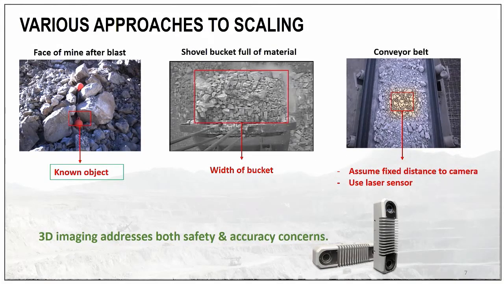This slide is very important. So what are the approaches to scaling? Traditionally, people would put objects with known size on the face of the mine, take a picture, go back to the office, find the known sizes and do scaling. There's some approximation that works well. Inside the shovel bucket, if you don't have 3D imaging, the way to go is to use the bucket size, because that's the known size, which I'm going to explain. On a conveyor belt, you can assume the camera is at a fixed distance from the material. You can use laser imaging.